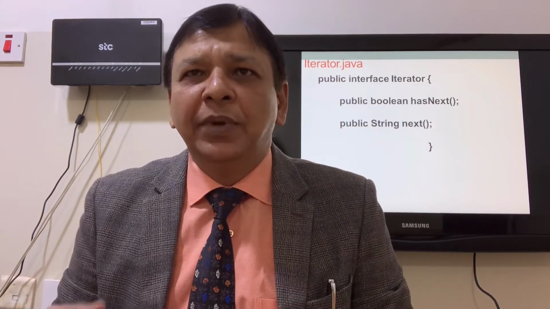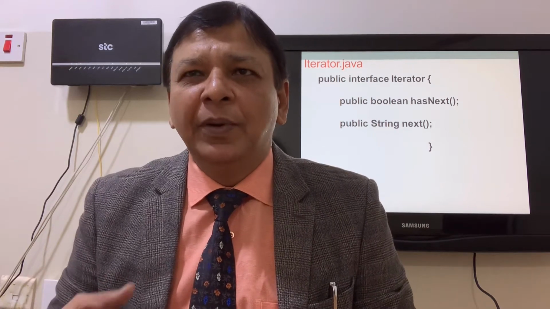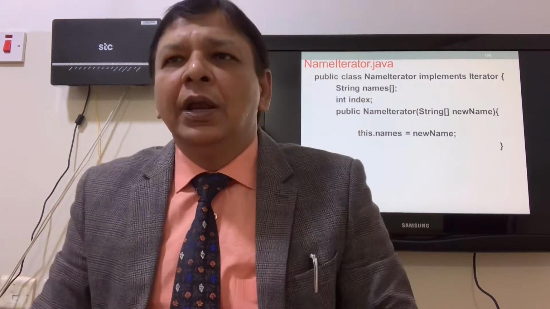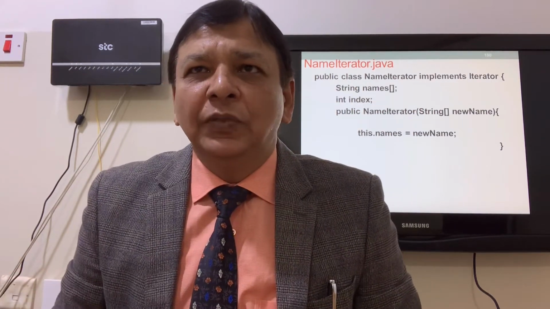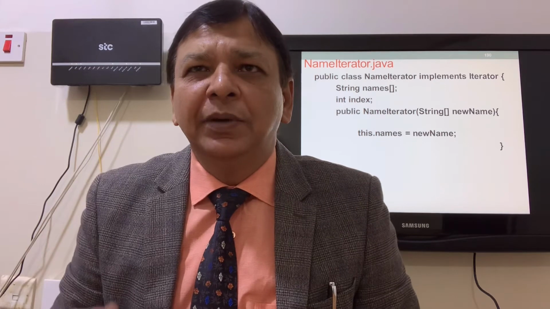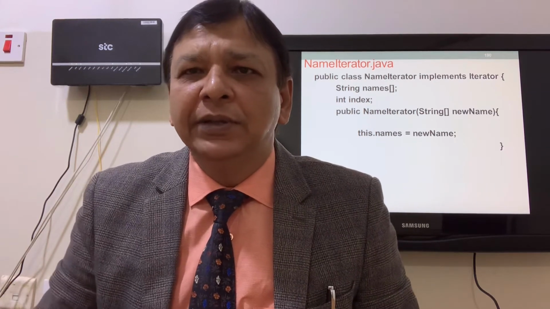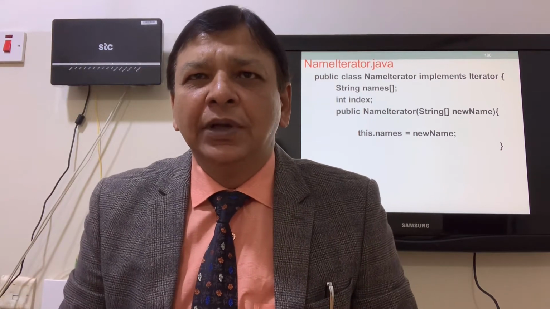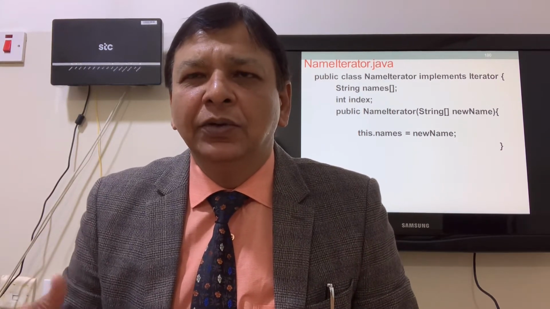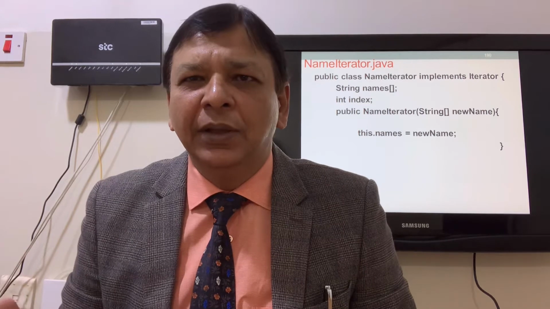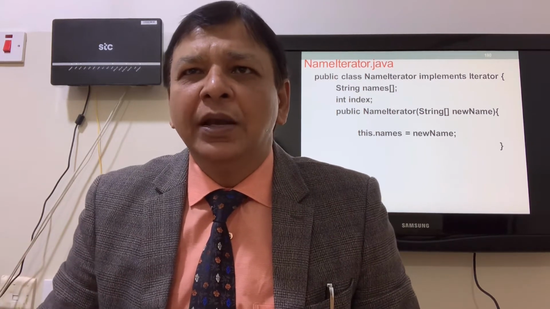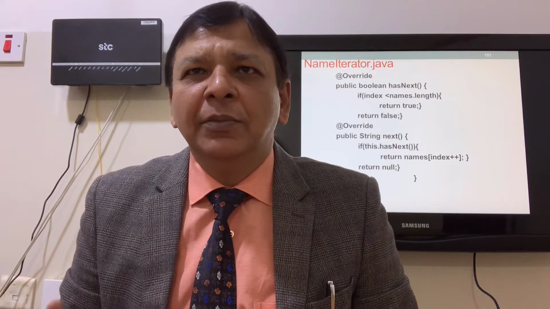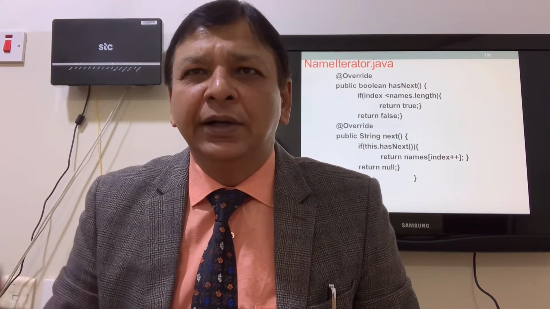Iterator.java: public interface Iterator, public boolean hasNext, public String next, we close the interface. NameIterator.java implements the Iterator interface: public class NameIterator implements Iterator, String names array, int index, public NameIterator(String[] newNames), this.names is equal to newNames, we close the method. NameIterator is the constructor here.